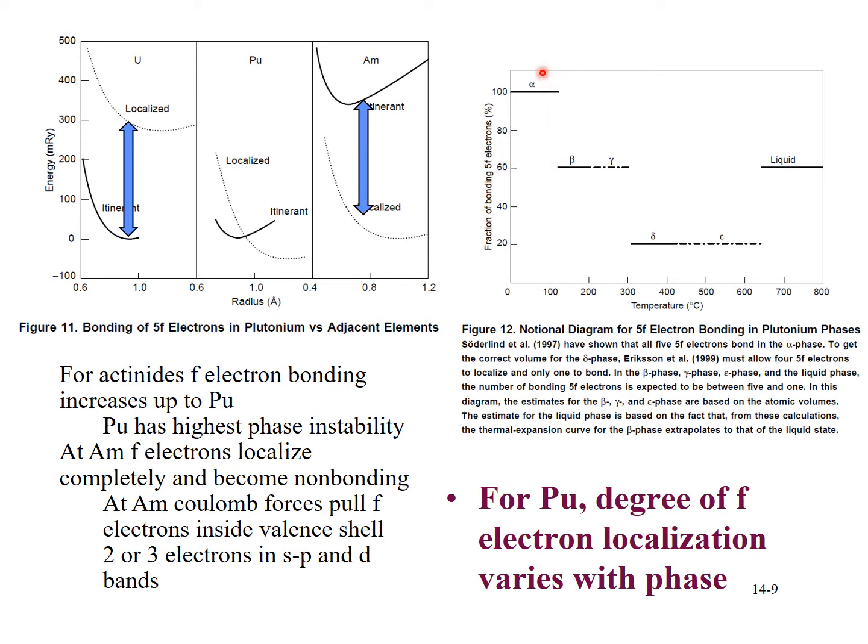As we see, we start off with the alpha phase. As we would see here, we have the largest amount of itinerant behavior. Right, so the f electrons are involved in bonding. We get a decrease as we go down. The least dense phases have the lowest amount of f electron contribution in the metal bonding, and we actually go up when we hit the liquid phase.